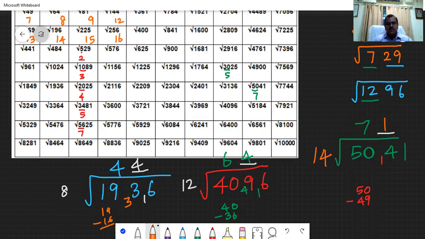So still we have simple steps left over. What is that, sir? The 16. Square of 4: 4 fours are 16. Subtract from 16 is 0. Here I have 1. Square of 1 is 1. Subtract from 1 is 0. So we have a perfect answer.